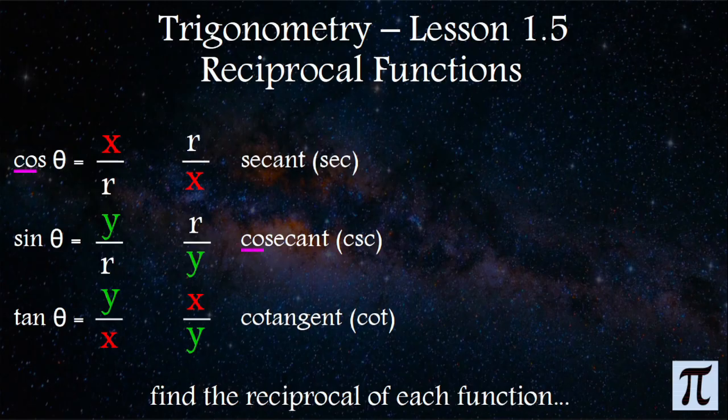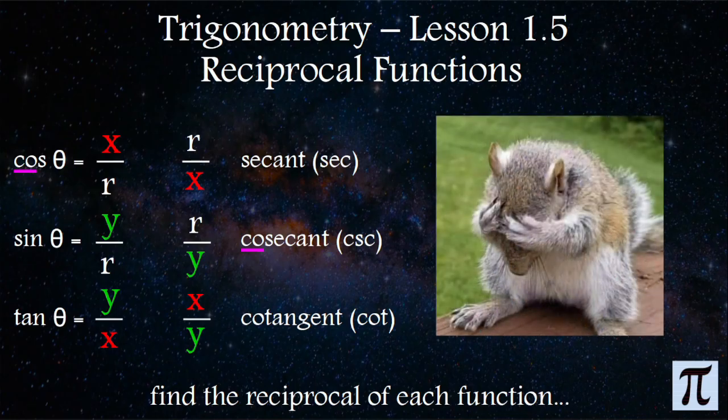Now you might notice that the cosine goes to secant and sine goes to cosecant. That seems like a mistake, but it's not. It's just the way math is, and I'm sorry about that. It's just one of those weird things that you have to memorize.